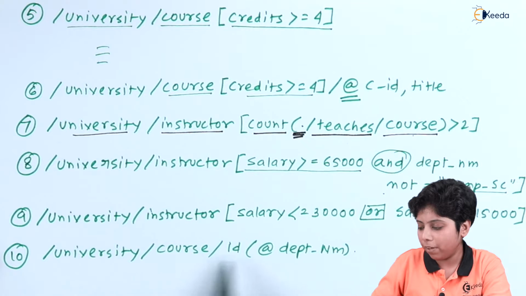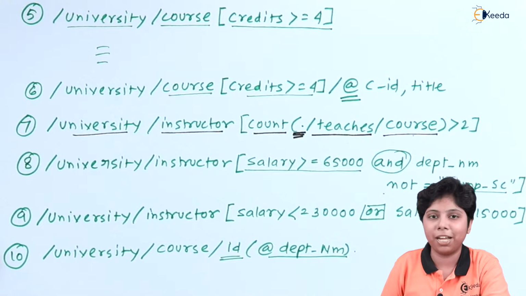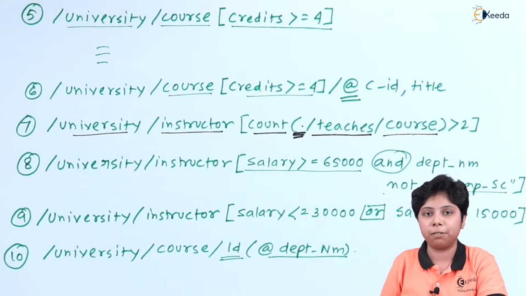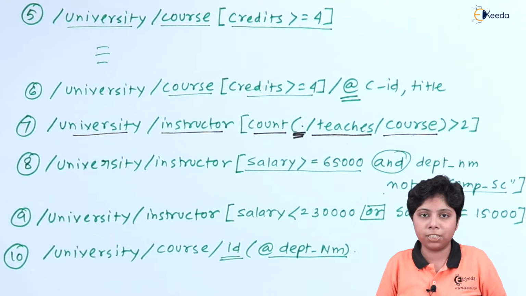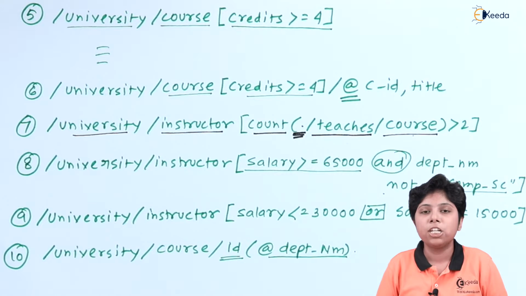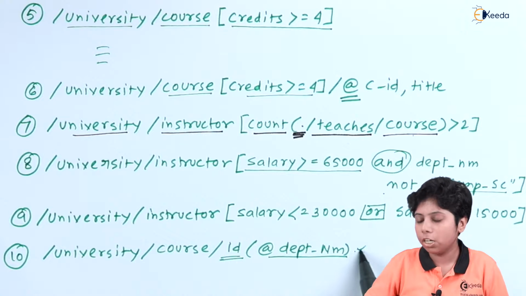Now, this query will result in fetching the course IDs of the courses that have the department name. That means the department-wise course ID based on a particular department. So, if the course belongs to the physics department, all the courses will be listed. After that, chemistry. After that, maths, in this way. So, this is more like SQL grouping.